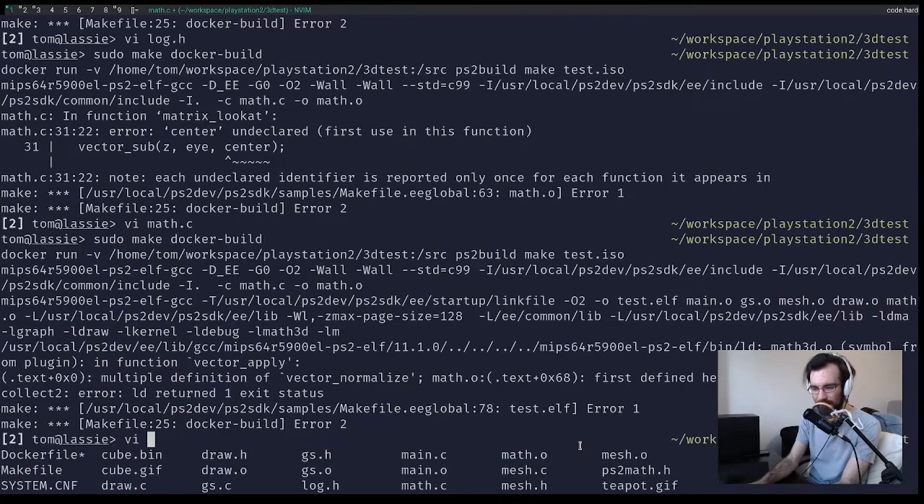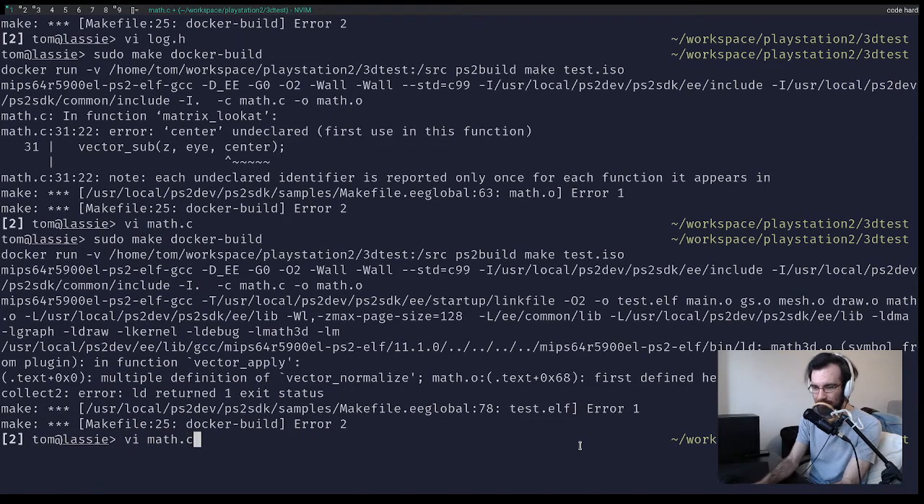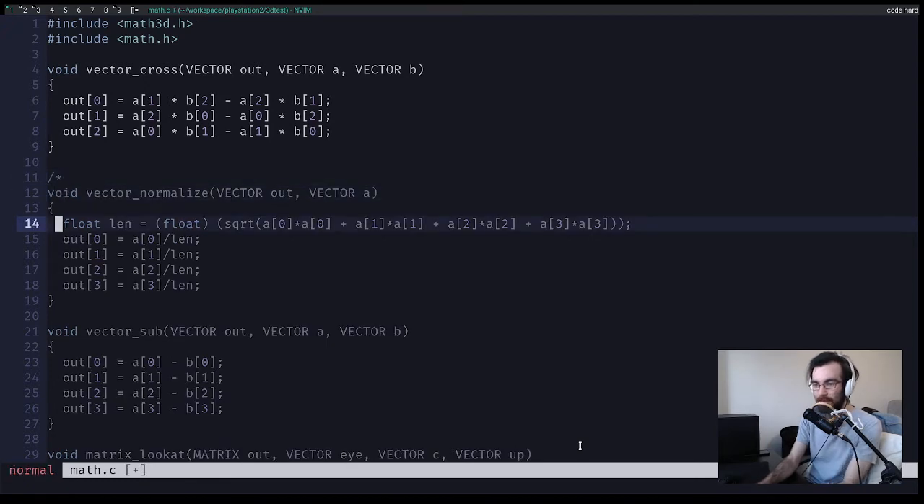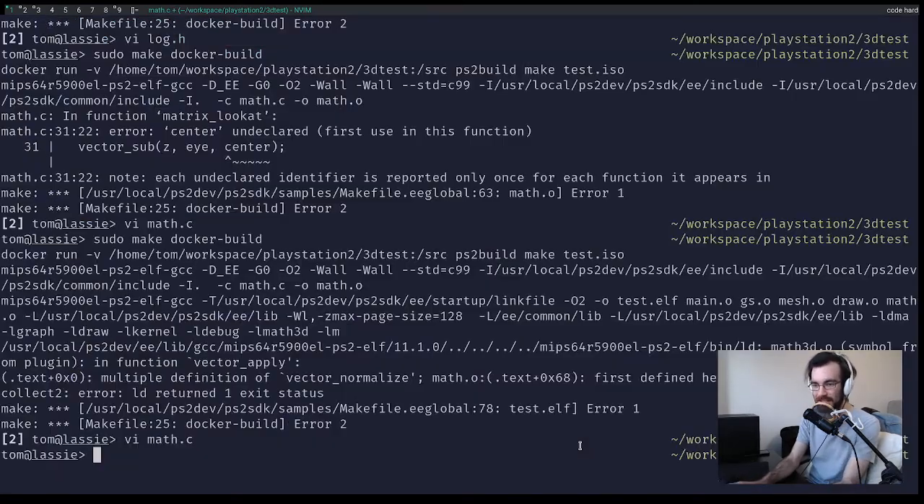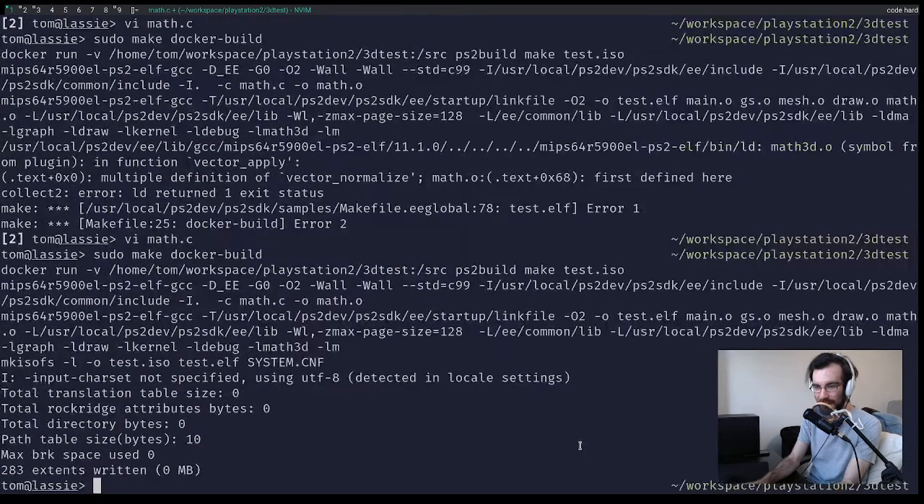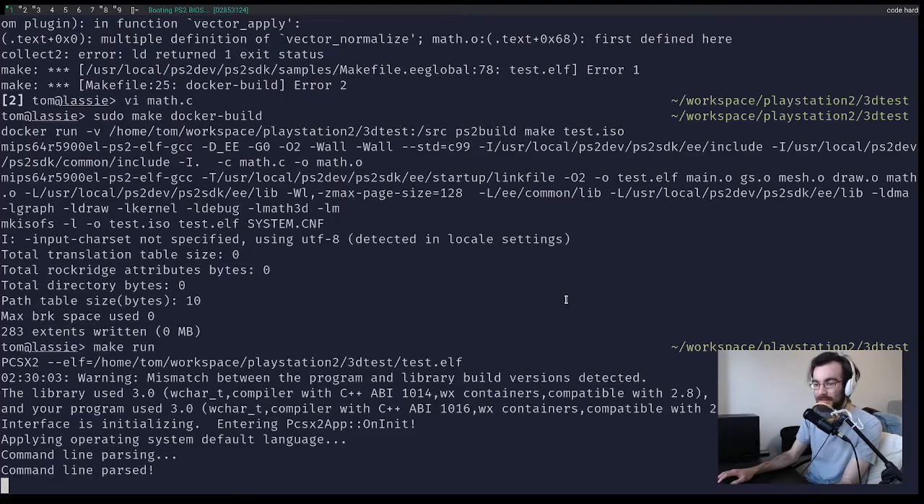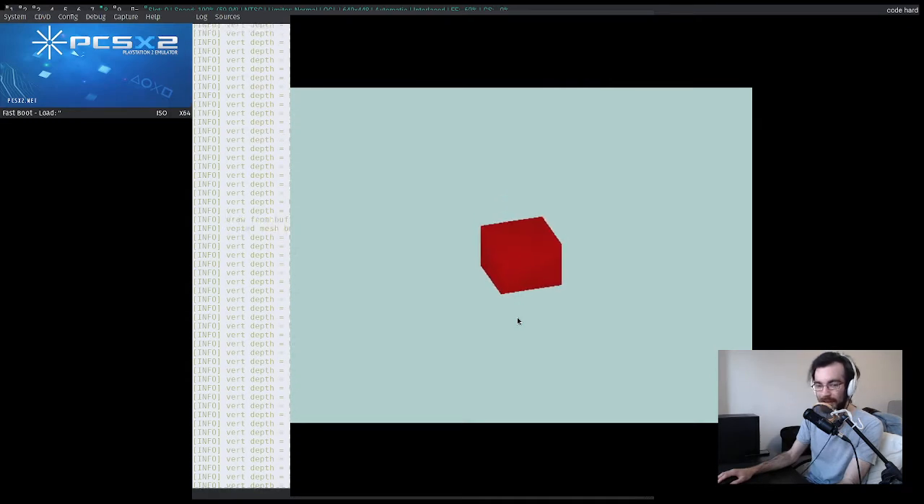Does that mean I can just jump in and get rid of my definition in math.c? What if I just, is this just going to magically work if I get rid of this? This is already defined somewhere else in PS2SDK. It is. Okay. Beautiful. And that still works. So I'm pretty happy with that, right?